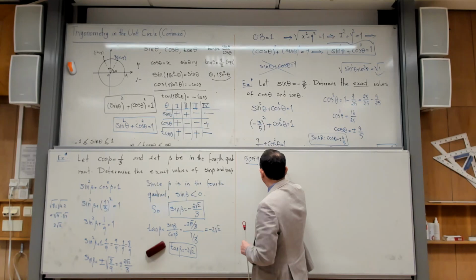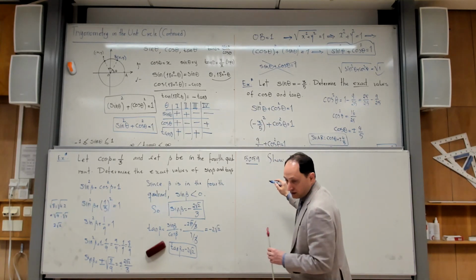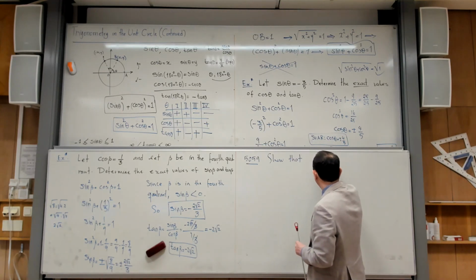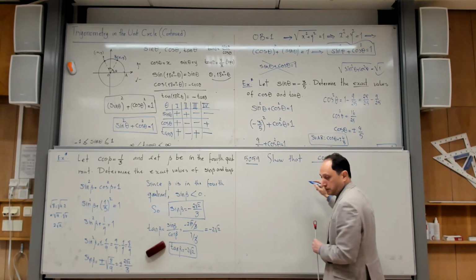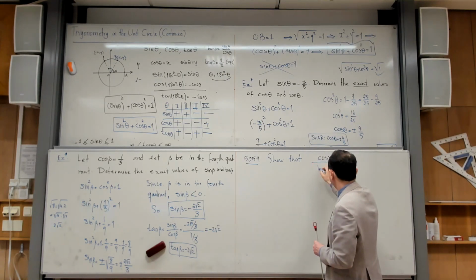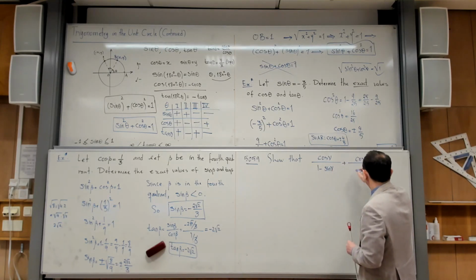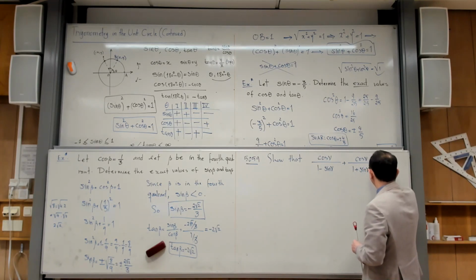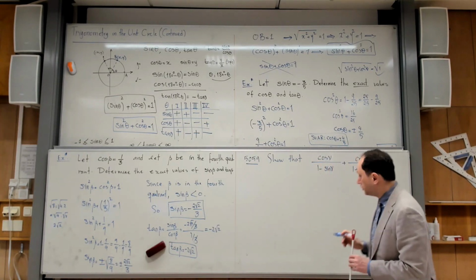Show that, I will write the question, show that cosine nu divided by 1 minus sine nu, plus, again, cosine nu divided by 1 plus sine nu is equal to 2 over cosine nu.